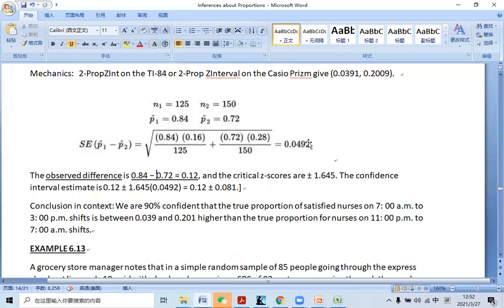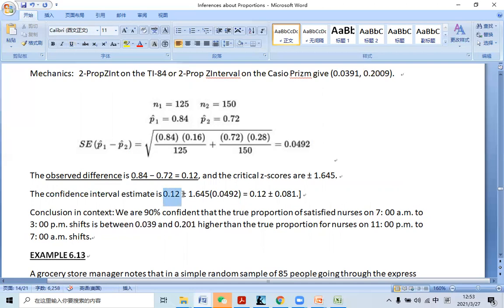0.0492. This is a standard deviation, an estimated standard deviation. And it's also called a standard error. And now you have the standard deviations. So you can get a margin of error.